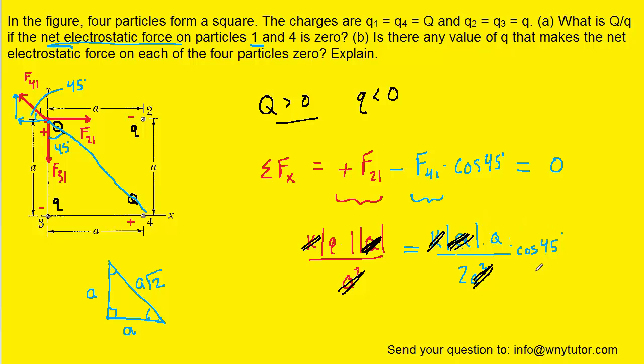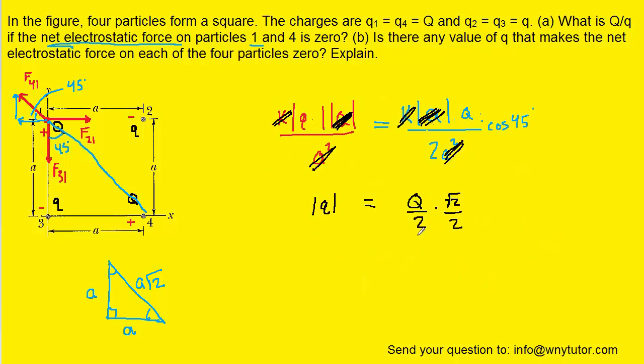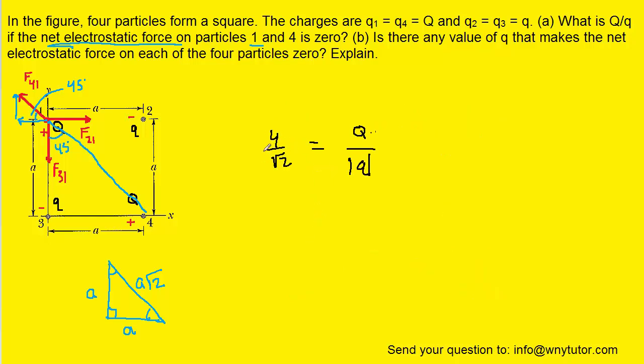And also the cosine of 45, of course, is radical 2 over 2. So on the right-hand side, we actually have capital Q times root 2 over 4. And then we're going to multiply both sides of the equation by 4 over root 2 so that these cancel. And then we'll divide this absolute value of Q over to the other side. Now, if we punch this into our calculators, we get approximately 2.83.